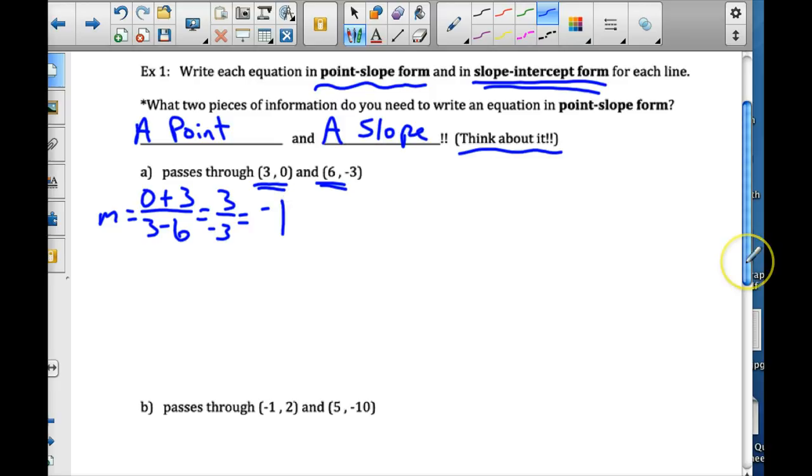Murray, what's the slope? 3. It's not 3. Get it up there. Mr. Frenza, I got -1. 0 minus -3 is 0 plus 3 over 3 minus 6, which is 3 over -3, which reduces down to -1. We now have the slope. What's the logical question the next kid has? We want to write it in point-slope form. What's the next logical question the kid has?